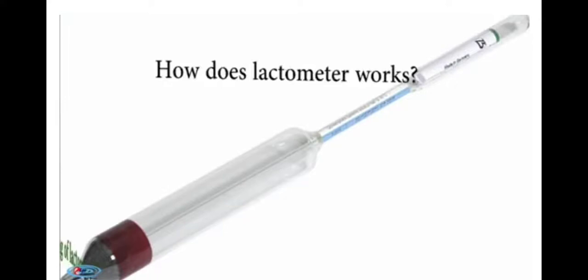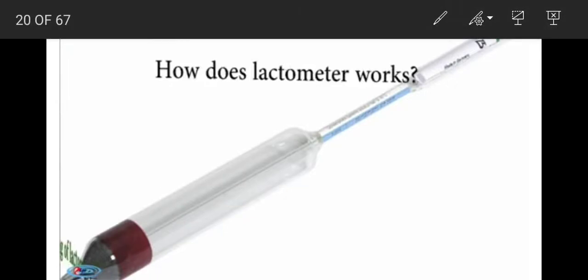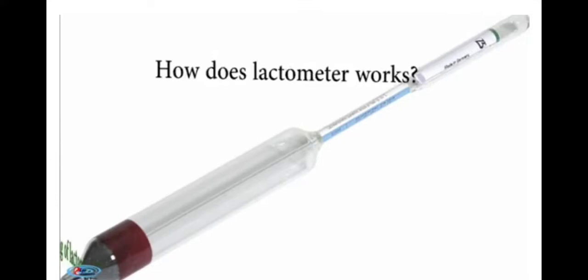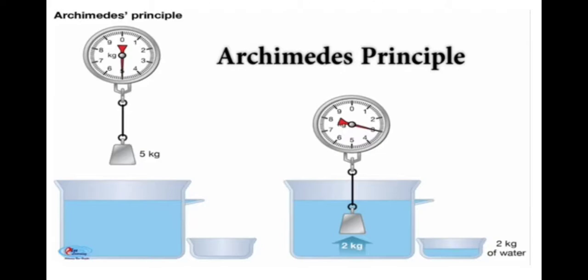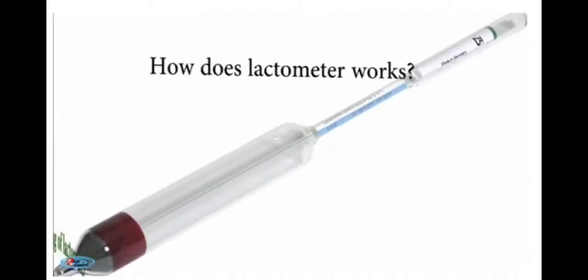How does lactometer work? It is based on the Archimedes principle. When we put the lactometer in the liquid, it experiences the buoyant force, that is the weight of displaced fluid. Hence, we measure relative density on the given scale of the liquid. The lower the density of the liquid, the further the lactometer will sink.